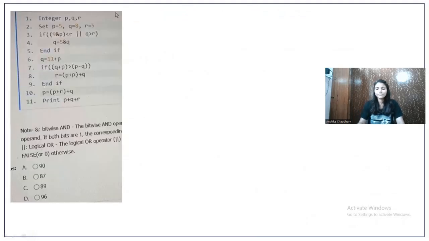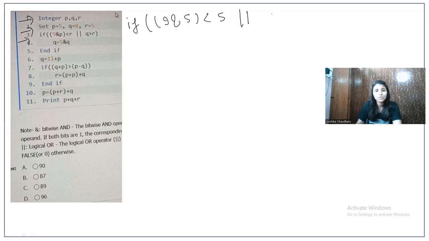Now, this is the first pseudocode, and here are 3 integers p, q, r, and we are setting some values to them. At the third line, we are checking for a condition: 9 and p, and this is the bitwise AND. First of all, we need to change the integers into binary. So, 9 and p. What is the value of p? It is 5. Is it less than r? The r value is 5. Or q is greater than r. So q is 8, which is greater than 5.